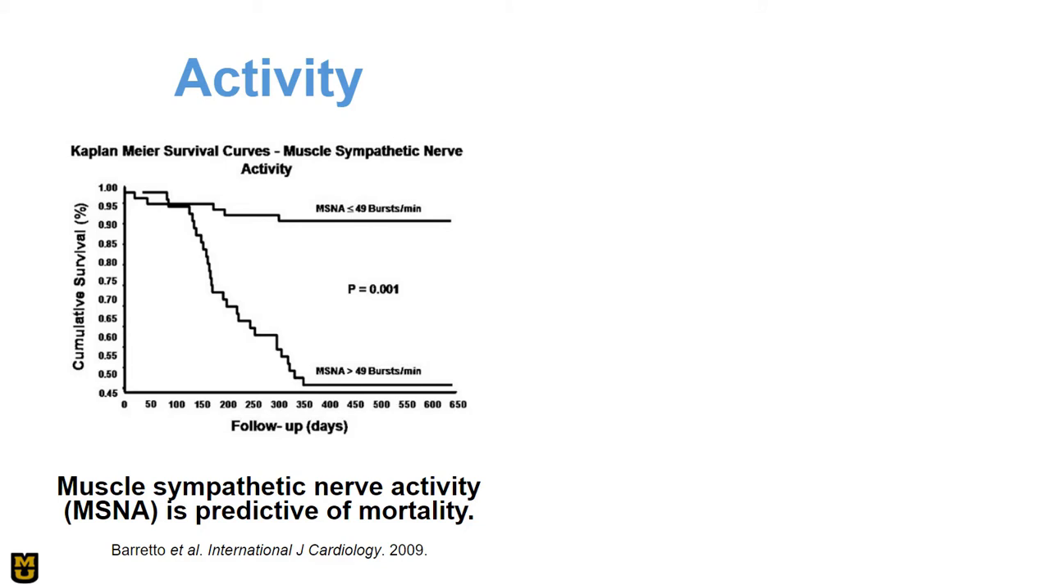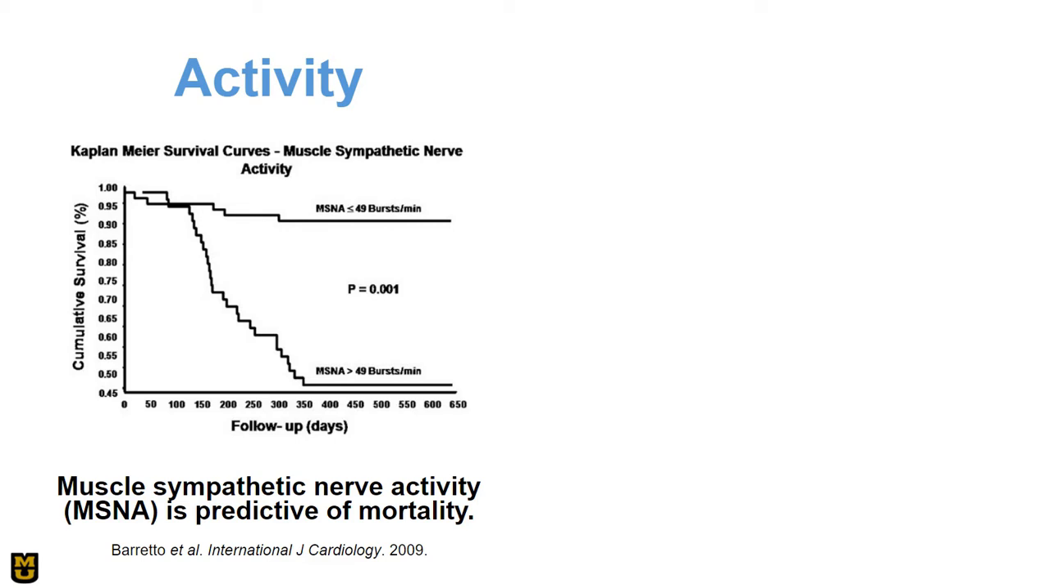But the neat thing is that whether you're looking at activity, sensitivity, or reactivity, all of these are very clinically relevant. So here we're just going to look at activity. This is a measure of muscle sympathetic nerve activity, which you can see up here, MSNA. So a measure of that activity, the branch of the sympathetic division of the autonomic nervous system.